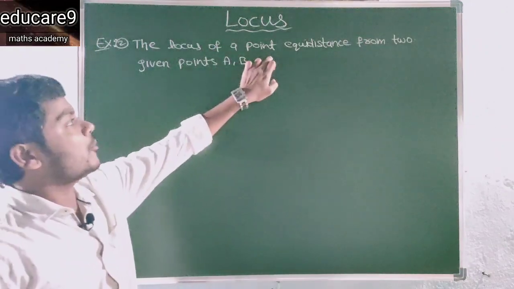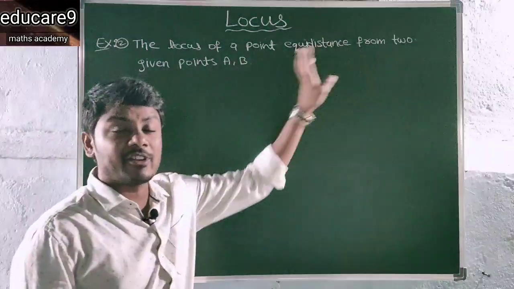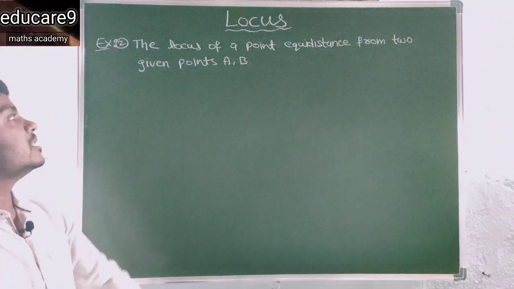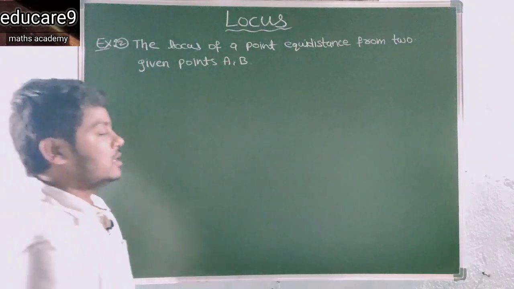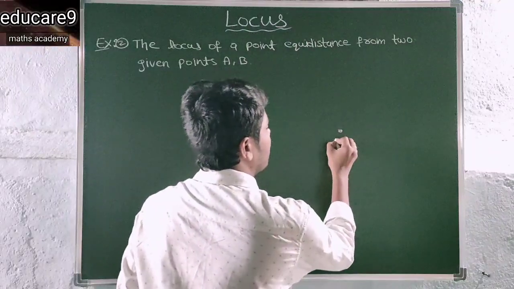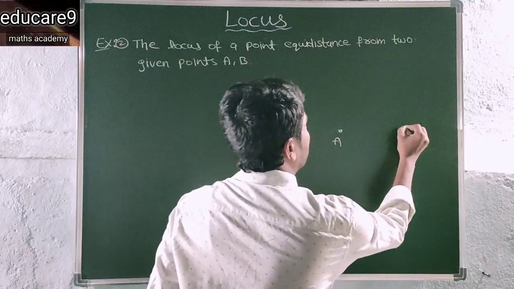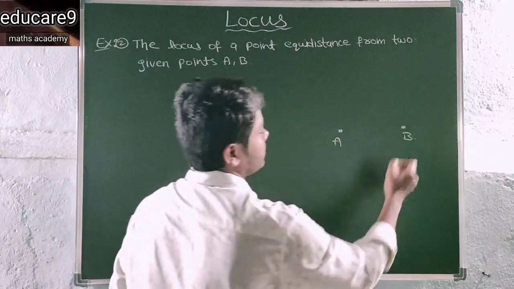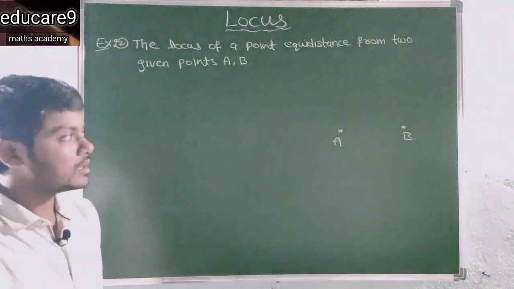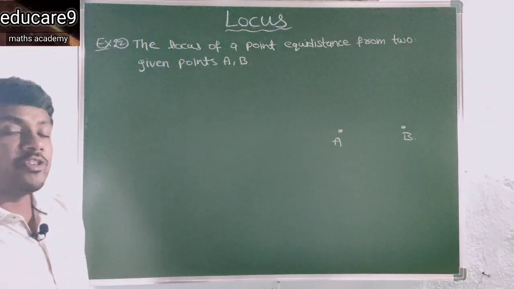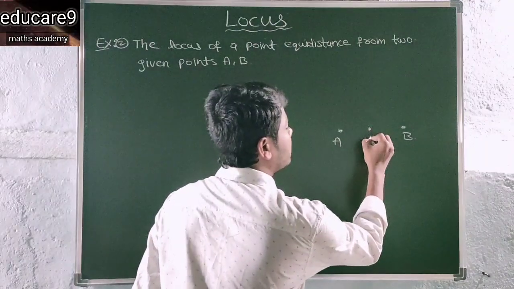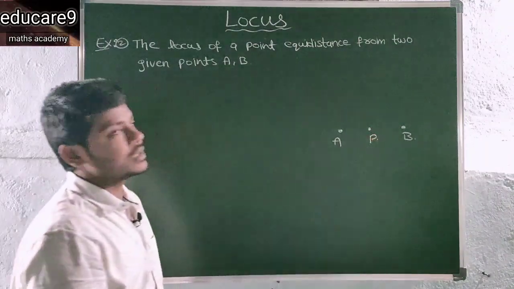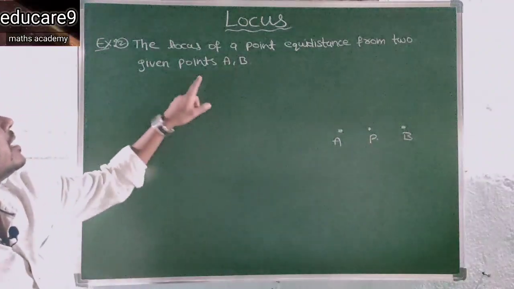So see the second example. The locus of a point equidistant from two given points. So clearly here two points are fixed points. See here for example, A and B are fixed points. Okay. So here P is the variable point. This is point P.